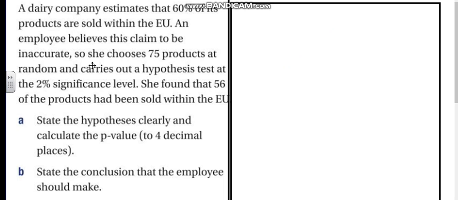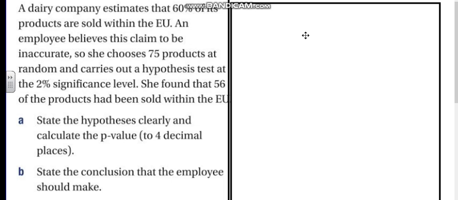Okay, so this one, we've got a dairy company that estimates that 60% of its products are sold within the EU. An employee believes this claim to be inaccurate, so she chooses 75 products at random, carries out a hypothesis test at the 2% significance level. She found 56 of the products had been sold within the EU. State the hypothesis clearly and calculate the p-value.